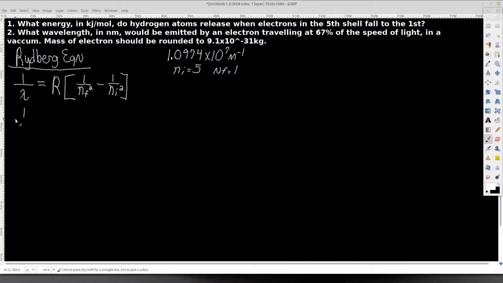So this will give us 1 over lambda equals, and for R we're going to need Rydberg's constant. This is what R is, so let's go ahead and plug that in. That's going to be 1 point... Now, like I said, you might see a shorter version of this. If you do, please use it if your professor or your teacher has told you so. So just make sure you use that.